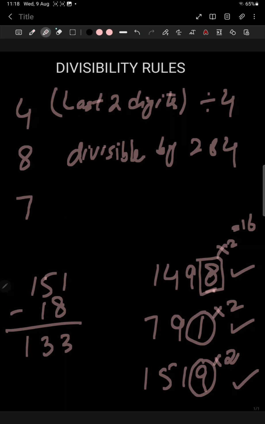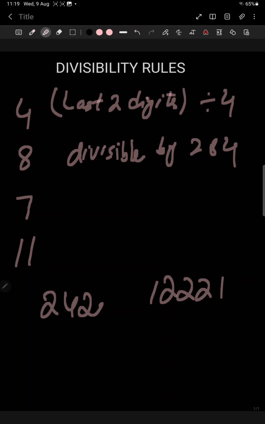Now let us check 11. To check whether the number is divisible by 11 or not, we will add all the numbers which are at the odd places. For instance, the numbers at the odd places are 1, 2 and 1. First place 1, then third and then fifth number. These are at the odd places. So 2 plus 1 plus 1, it will give us 4.